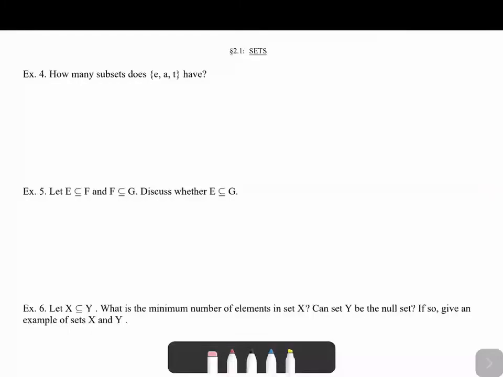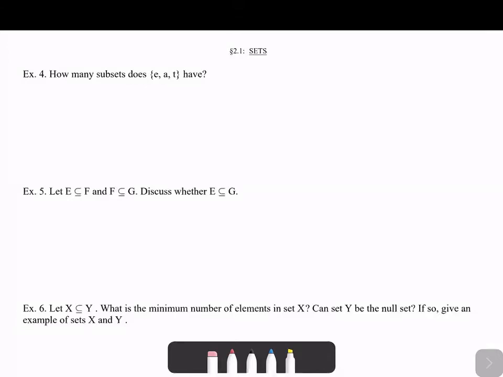Hi everyone, this is the fourth video for section 2.1 on sets. So we're just going to keep going through and doing some more examples. So now we're going to talk about a little bit different examples concerning subsets.